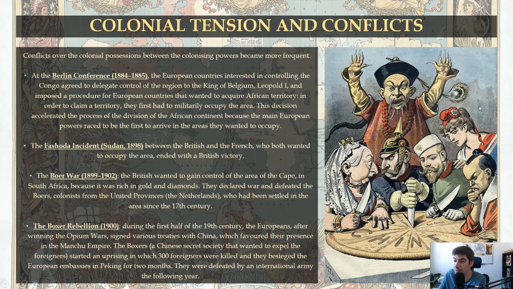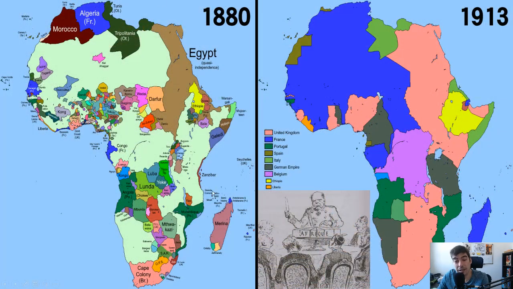Here you have a cartoon with a Chinese man who is surprised: what are you doing with my country? And here are the Queen of England, the Kaiser, the Tsar, the Japanese Emperor, and the French Republic. They are dividing China among themselves. This is Africa prior to this Berlin Conference, and this is Africa after the Berlin Conference. The only independent countries were Liberia here and Ethiopia here. The rest was part of the European countries.